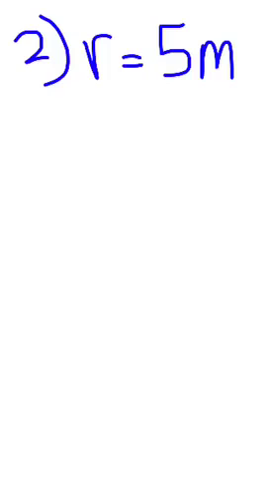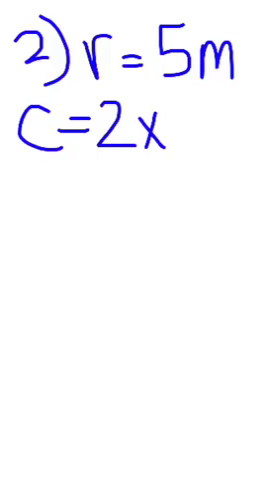Example 2, we have a circle with a given radius of 5 meters, and we need to find the circumference. Again, which formula would you pick? You would pick the C equal to 2 times pi times r.